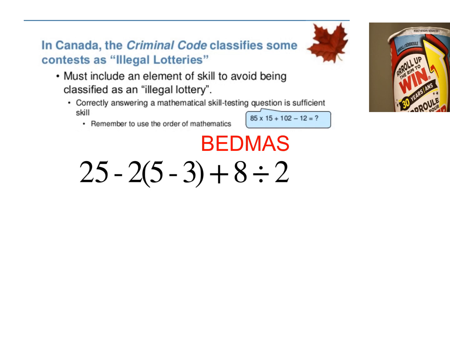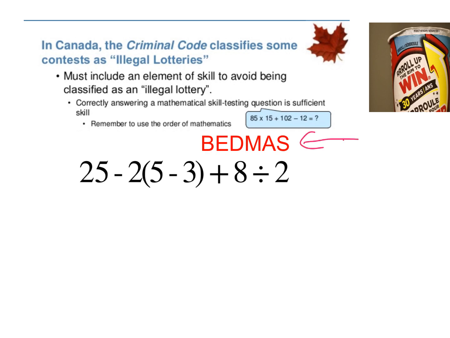You've probably all won some kind of contest like Roll Up the Rim or a similar contest. I don't know if everybody's aware, but there is actually a law in Canada that you're not allowed to win a prize for nothing. You have to buy a ticket or do some kind of activity or skill in order to win a prize. And so the way that they get around that when they're doing these types of contests is they normally include what they call a skill testing question, and that question is usually a math question. And the way that they usually structure the math question is as a BEDMAS question.